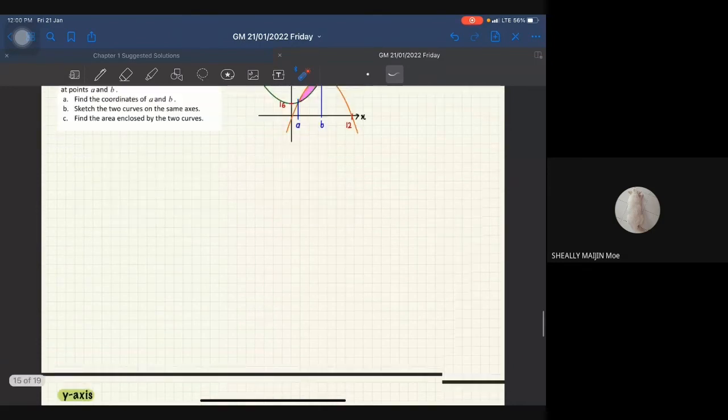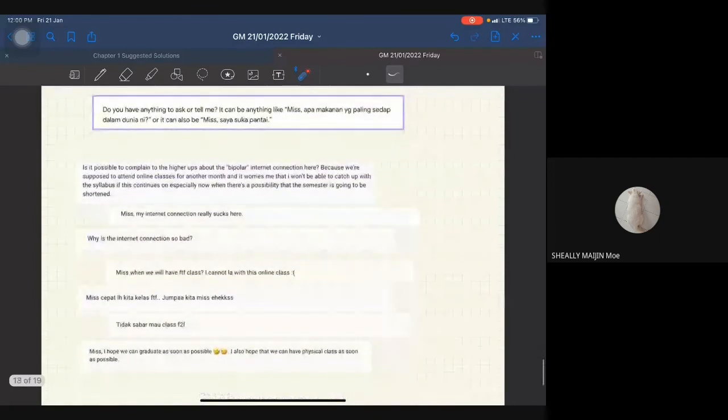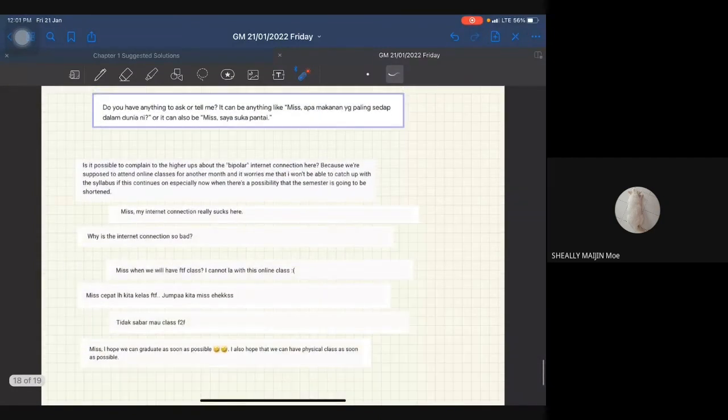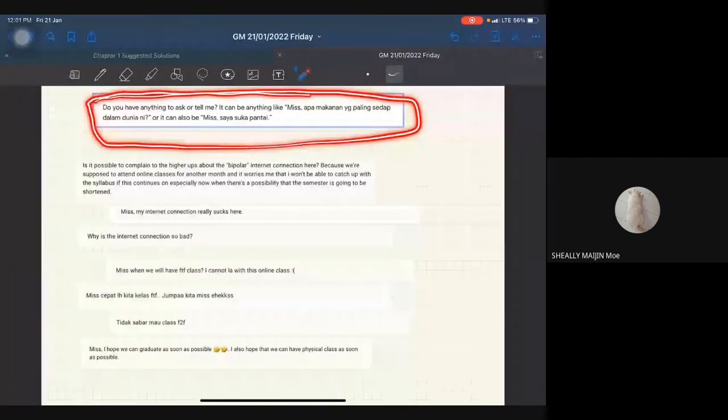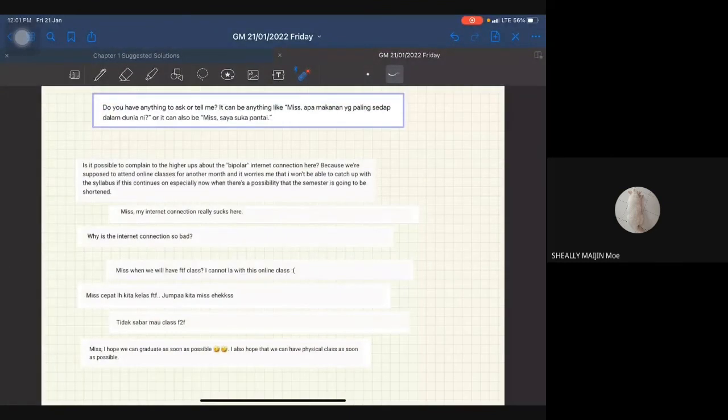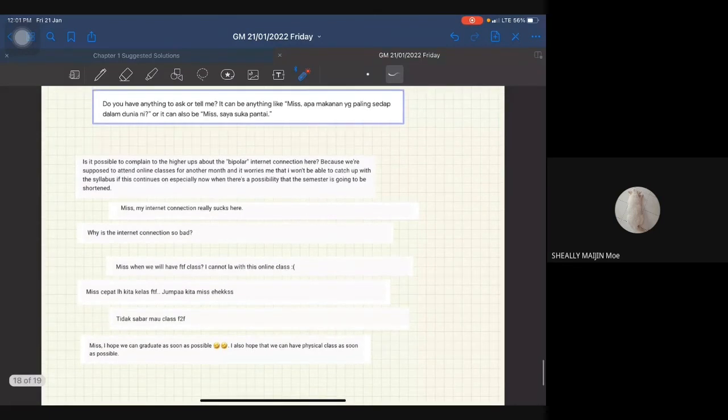Before habis, kejap. Okay, so ingat tak hari tu saya ada bagi awak satu Google Form. Saya minta awak, do you have anything to ask or to tell me? Okay, so I really love your responses. Sebab tu saya buat Google Form, sebab saya tahu awak dalam Google Form sangat aktif. Awak suka bagi idea yang lain daripada yang lain. So saya suka baca awak punya respon. Sebab dalam kelas awak senyap sangat. So I need to do this for you to at least think and say something.